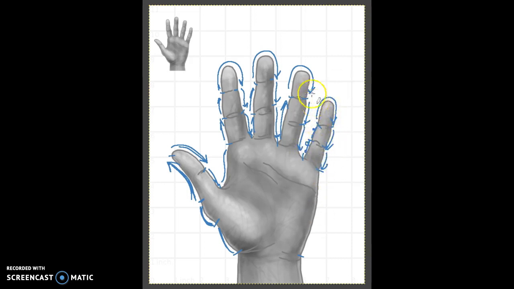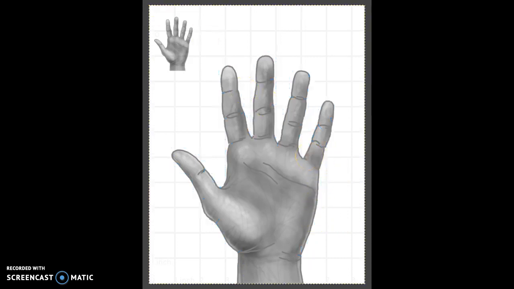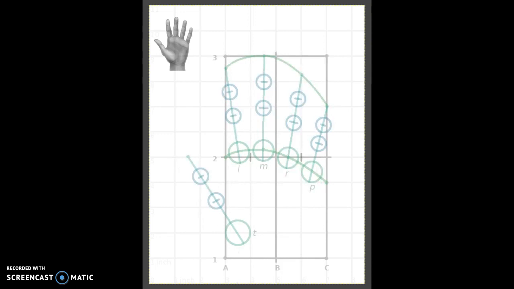These are all just very gentle convex curves. One long one, and then concave to finish us off. So that's our very rough plan for how to approach the contour drawing. So now that we've done that, I'm going to take our reference hand away and put our skeleton back.